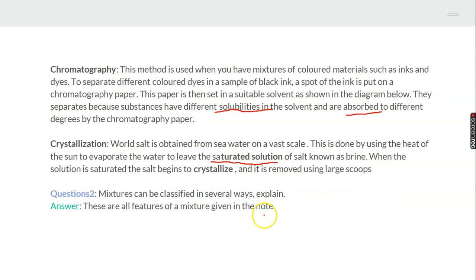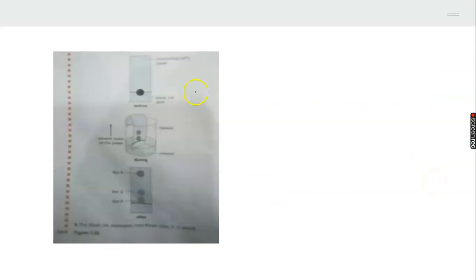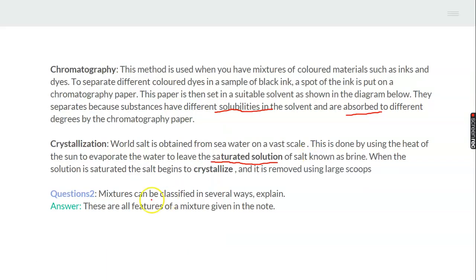Then before I explain the one on mixture, I want you to see the diagram here. For the chromatography, these are the black dots on the chromatography paper dipped into a solvent in the beaker right here, and you see them separating out based on their degree of solubility and absorption in the paper. You see 3 colors being created there. So that's the way it's done.